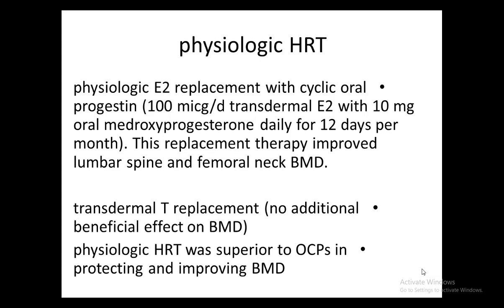In addition to vitamin D3, physiological HRT may be needed. Physiologic E2 replacement with cyclical oral progestin 100 microgram per day, transdermal, with 10 mg oral medroxyprogesterone daily for 12 days per month. This replacement therapy improves lumbar spine and femoral bone mineral density. Transdermal replacement has no additional beneficial effect on bone mass density. Physiologic HRT was superior to oral contraceptive pills in protecting and improving bone mineral density.